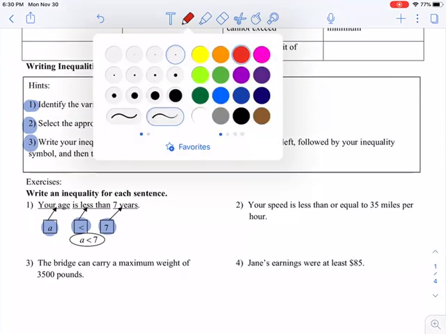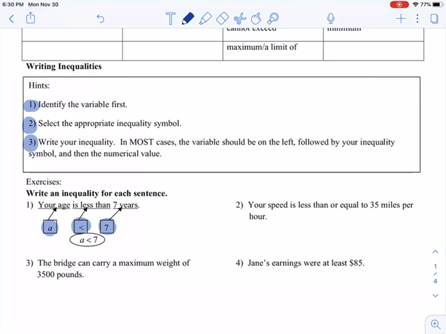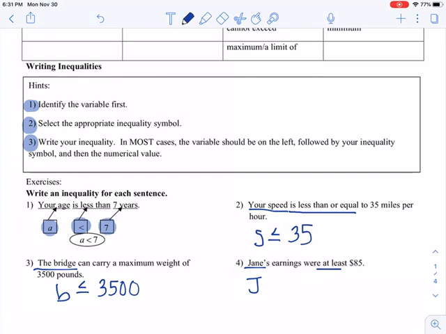All right, let's look at number 2. Your speed, so we could use S for that, is less than or equal to 35 miles per hour. And number 3, the bridge, we can use B for that, can carry a maximum weight. So that means it has to be less than or equal to 3,500 pounds. And number 4, Jane's earnings, you can use J, were at least $85. So they could be greater than or equal to 85.